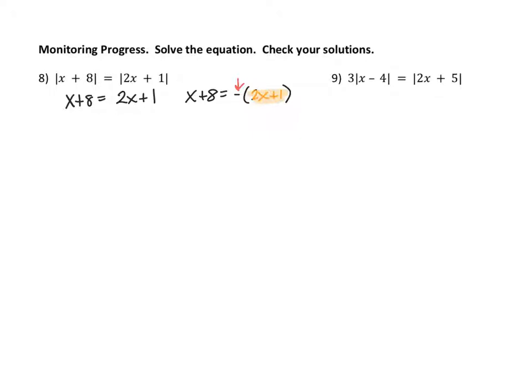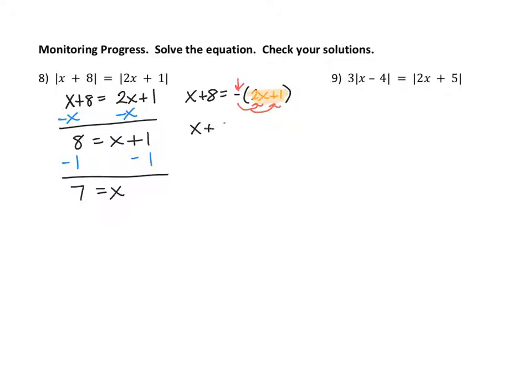So now you want to solve these equations and get all the x's on one side and all of the constants on the other, and then solve for x. So the first step that I would do in number 8 would be to subtract x from each side. That will leave you with 8 is equal to x plus 1. And then I would subtract 1 over to get the x by itself, leaving you with 7 is equal to x.